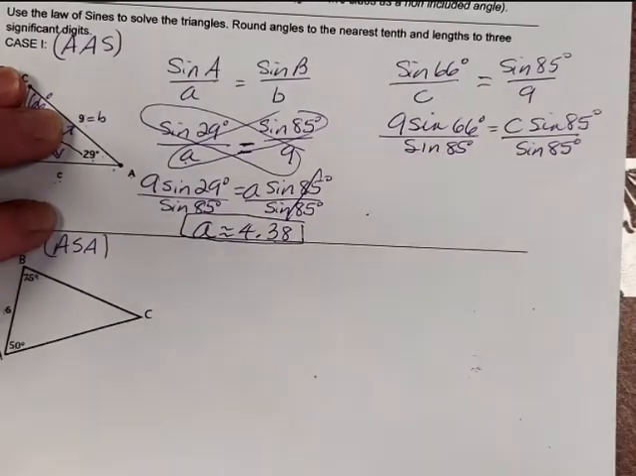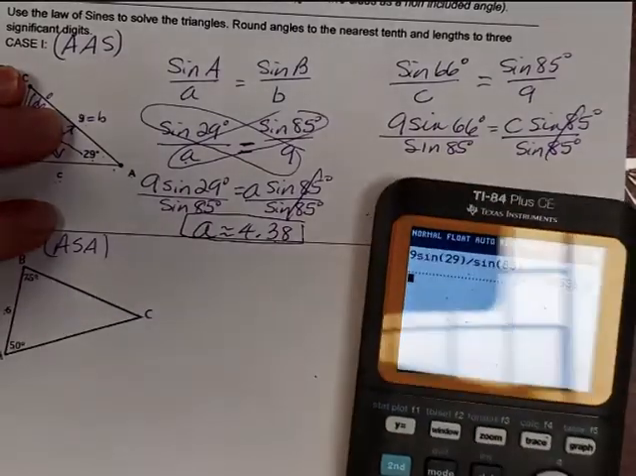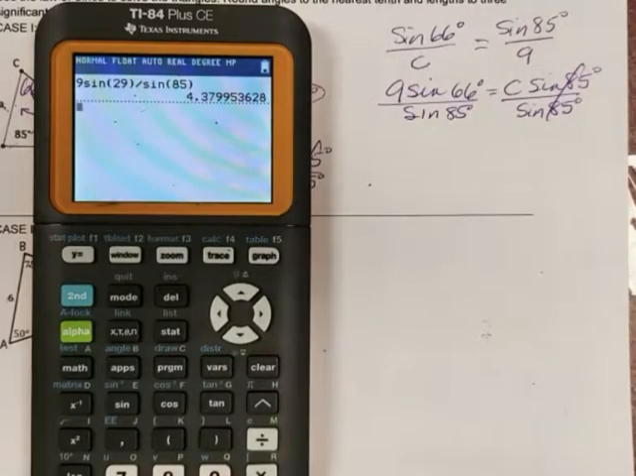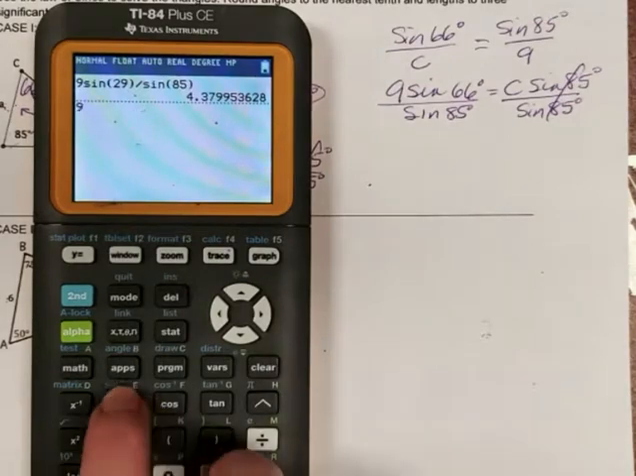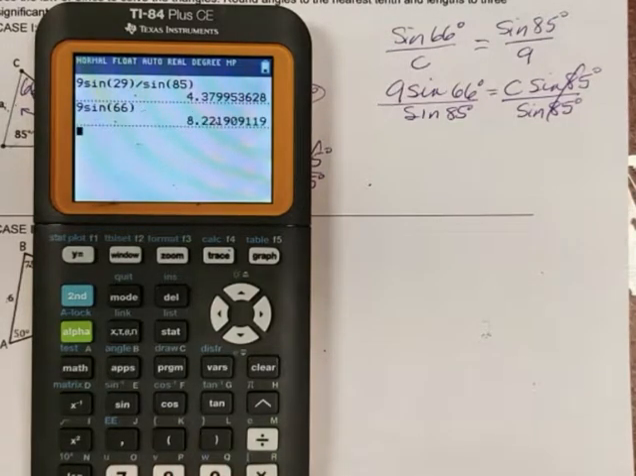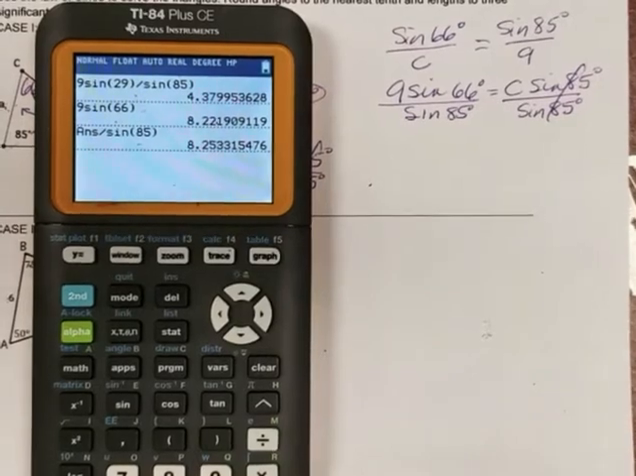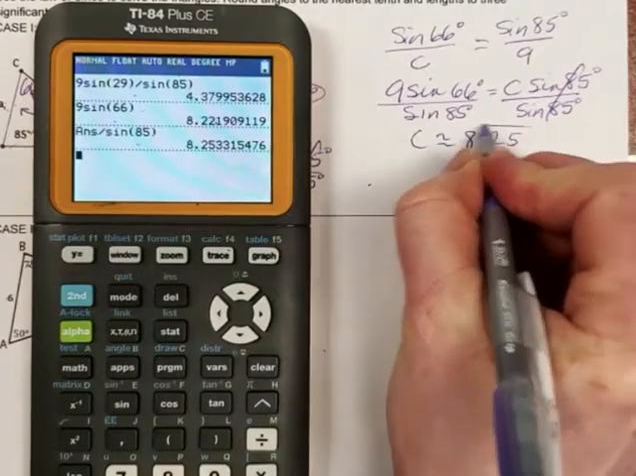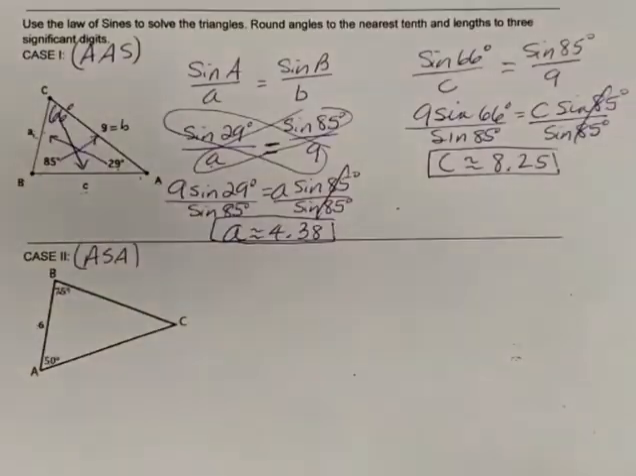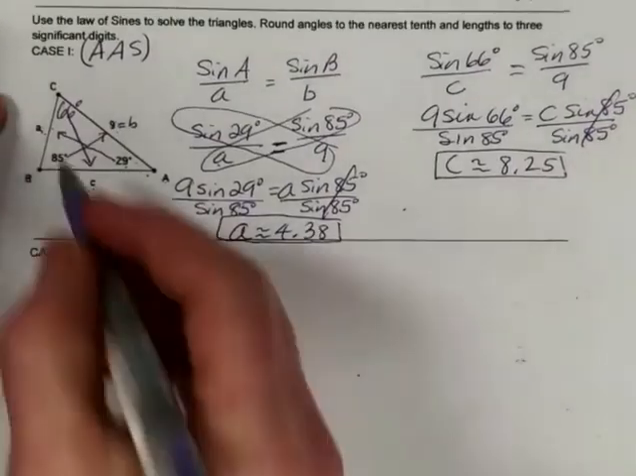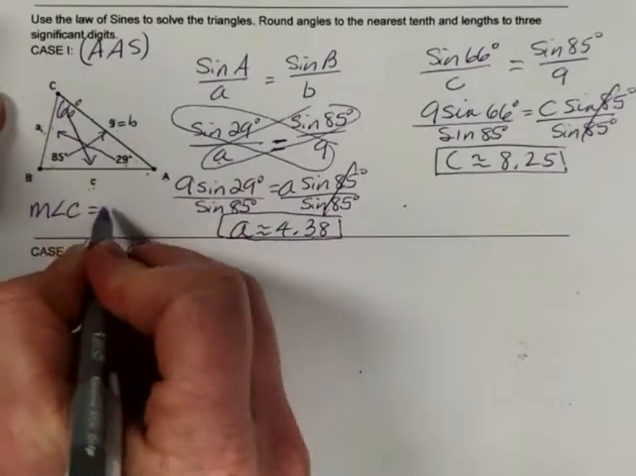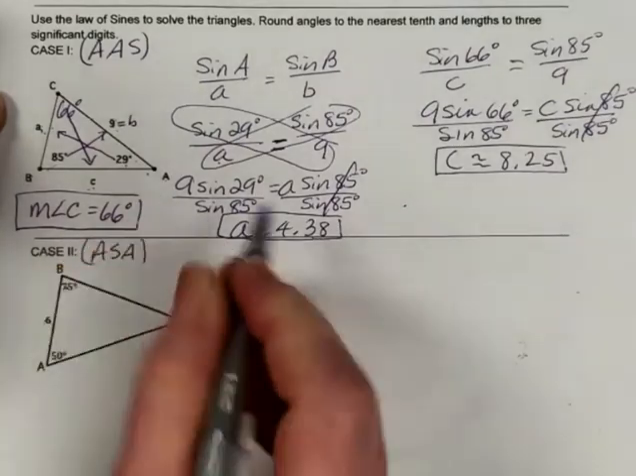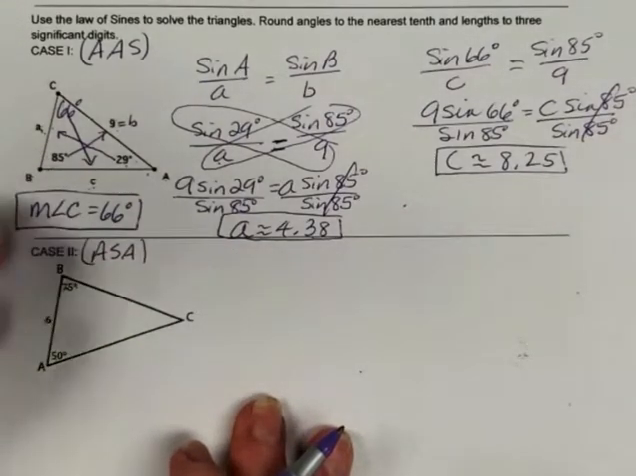And again, I'm going to go right to the calculator. So I do 9 times the sine of 66 degrees and then divide that by the sine of 85 degrees, and that gives me 8.25. So c is approximately 8.25. So then we've solved for the missing side lengths a and c, and the missing angle measure, C, you know how to find that. That's just 66 degrees. So that example is solved.